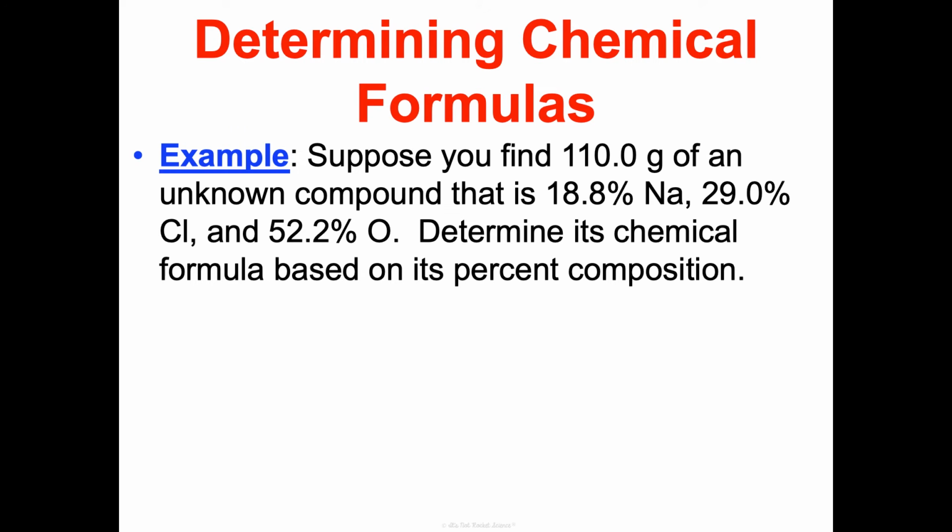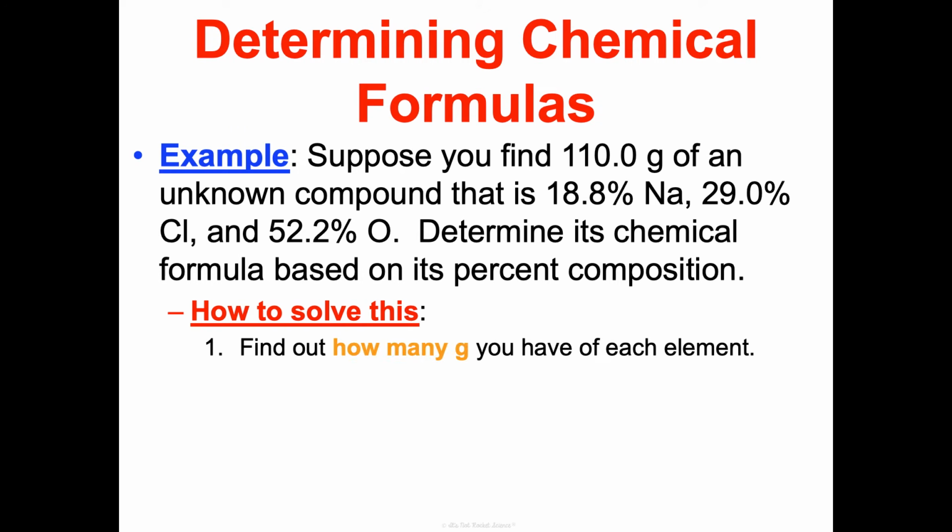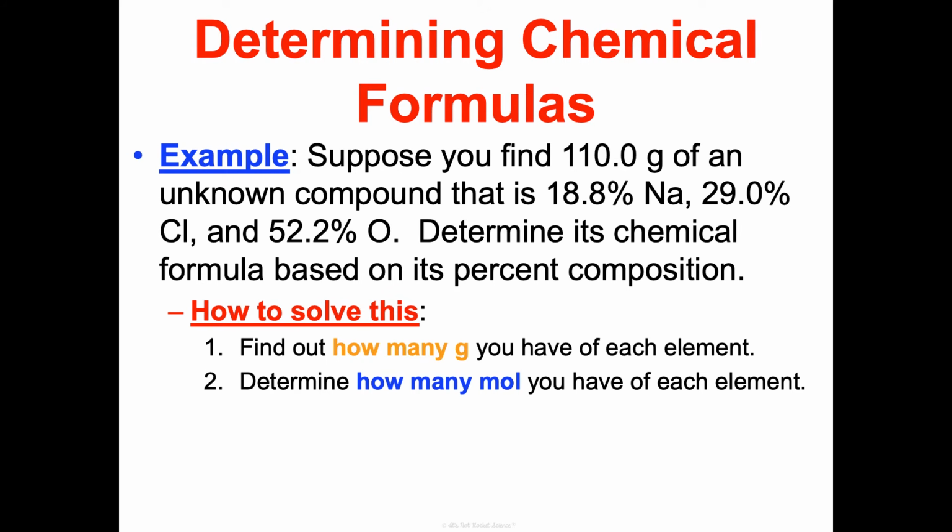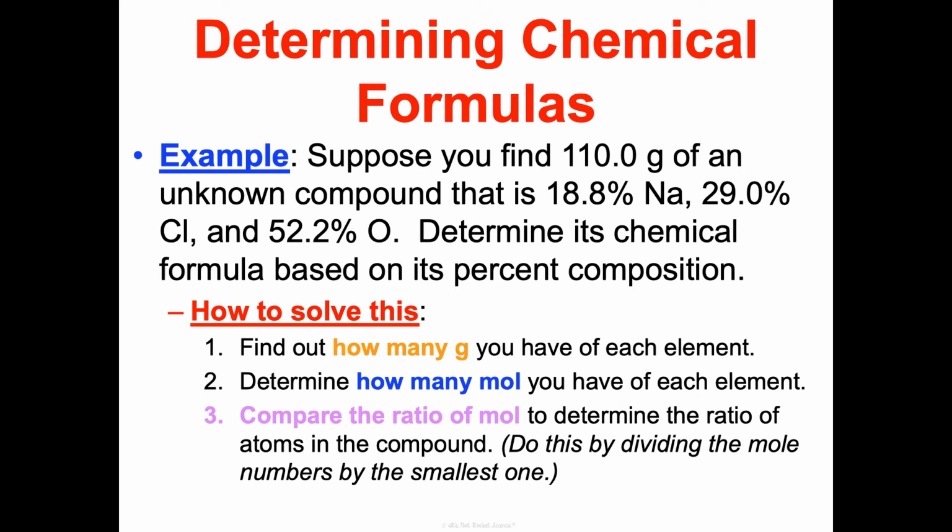Okay, now here's what you basically got to do. First, you got to figure out how many grams you have of each element. Then determine how many moles you have of each element. And then you compare the ratio of moles to determine the ratio of atoms in the compound. And so we're going to do that. We're going to do this by dividing the mole numbers by the smallest one. Okay? Sounds more overwhelming than it is. Let's walk through this together.